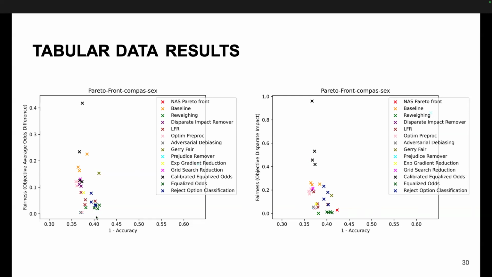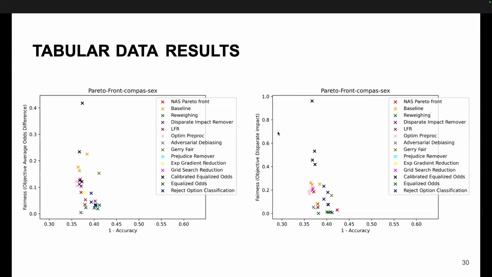But we ran our search space. Oh, the other thing of note here is there are these two plots. They're both on the COMPAS data set. This is on the average odds difference between the protected attributes, and this is on a fairness metric called disparate impact. So we have two different fairness metrics, the same data set.